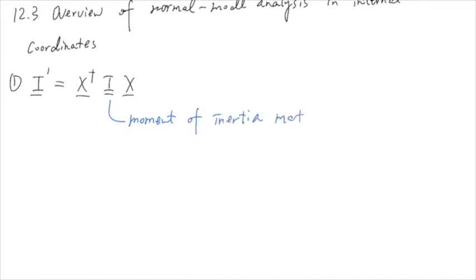Matrix. Or sometimes it's called the moment of inertia tensor. If you remember your freshman physics, when you talk about the rotation of a rigid body, I think you have discussed the concept of principal axis of moment of inertia.